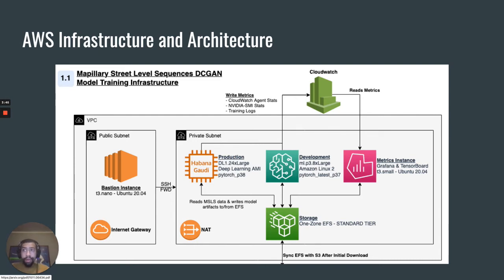The architecture that we used for this, the AWS infrastructure, was centered around a single training instance, but also had some auxiliary instances for monitoring that instance, chiefly a Grafana instance, which was hooked up to CloudWatch, and running TensorBoard to keep track of the loss and intermediate training metrics as well.